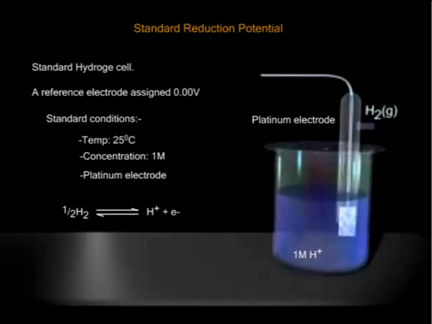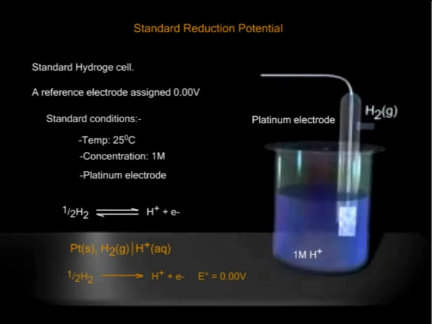The standard half cell is represented as shown here, and this is called a cell diagram, but this is a cell diagram for a half cell. And the standard electrode potential denoted as E0 for this half cell, which is 0, can be represented as shown here.